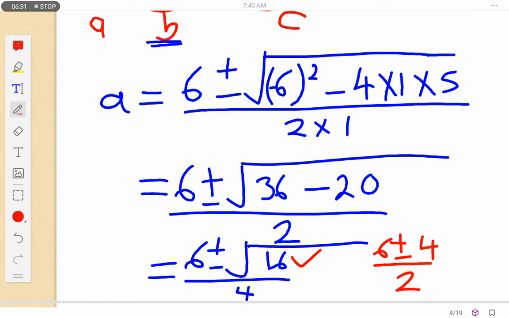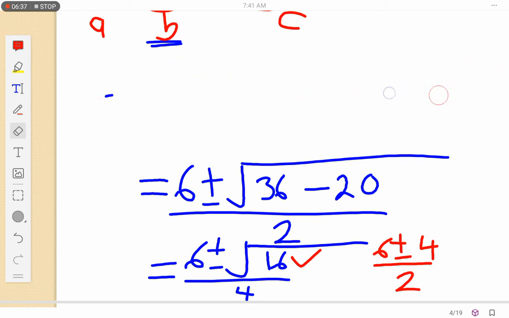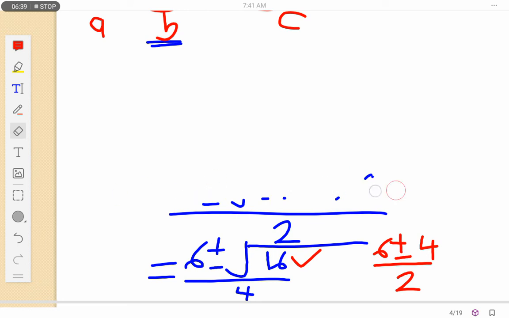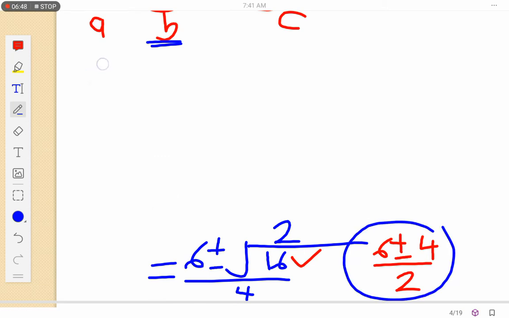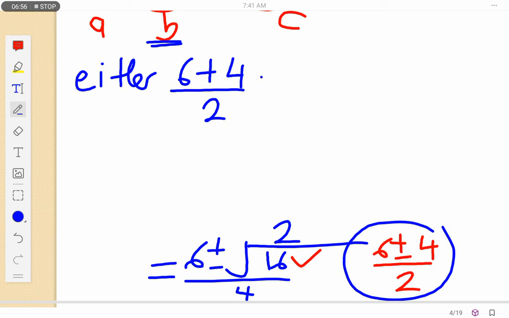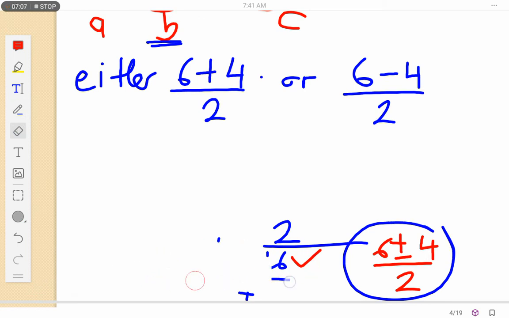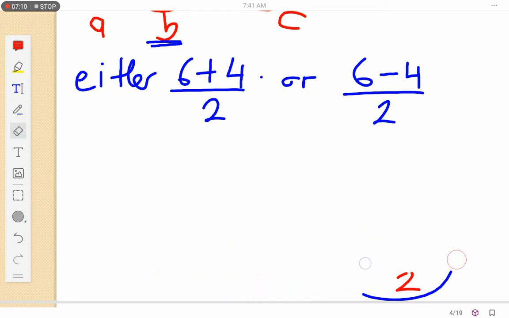Okay, now let's simplify and write what we'll get at the end of the day. Let me rub this part here. Okay, so we are now saying, I'm taking this part here. We are saying either 6 plus 4 over 2 is our answer, or our A is 6 minus 4 over 2 there. Okay, so those are the answers that we are dealing with. Let's simplify those two answers there to get our A.